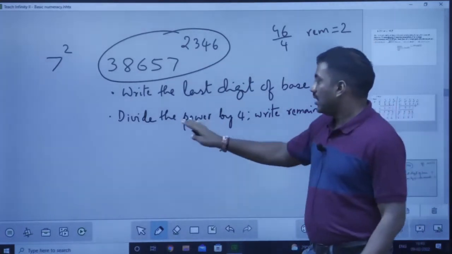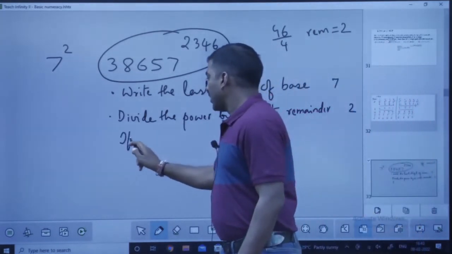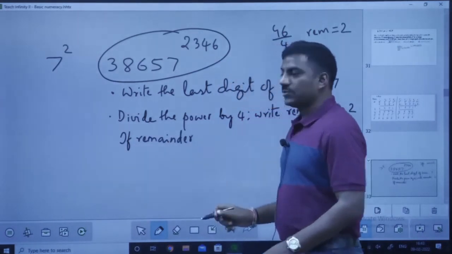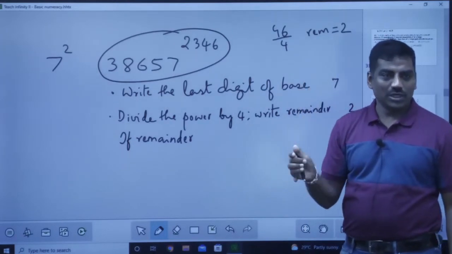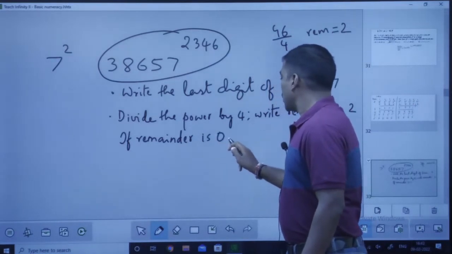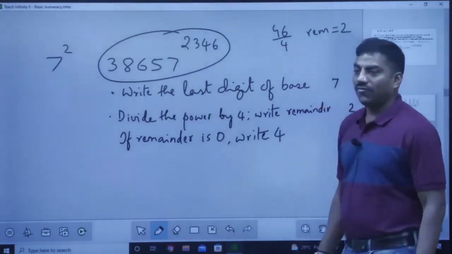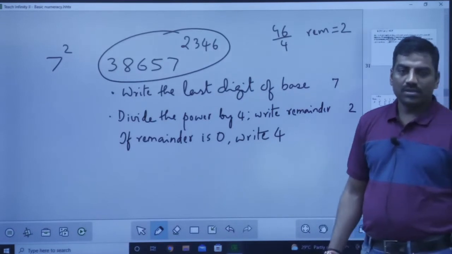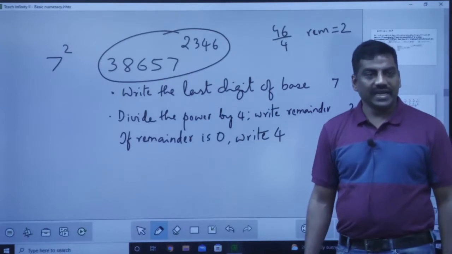You can ask me, what if the remainder is 0? Then that will spoil the sport, no? Wherever 0 comes, it becomes 1, no? That is wrong. It will not be like that. If the remainder is 0, write 4. And it can be applicable for any question, any base, any index. Okay?